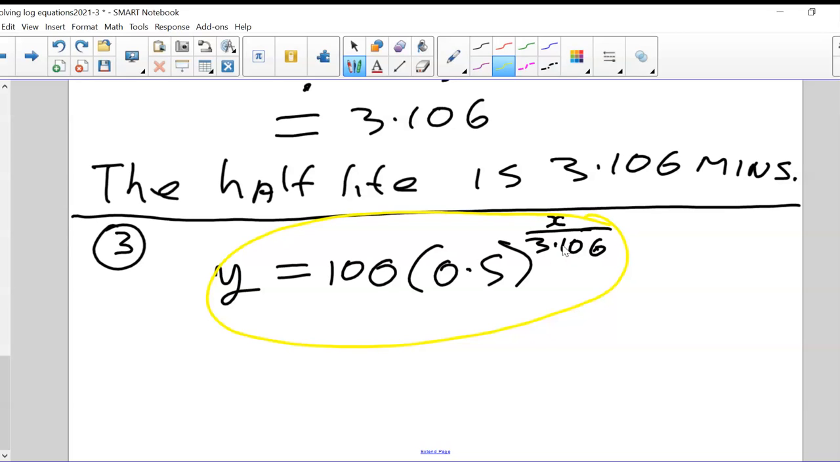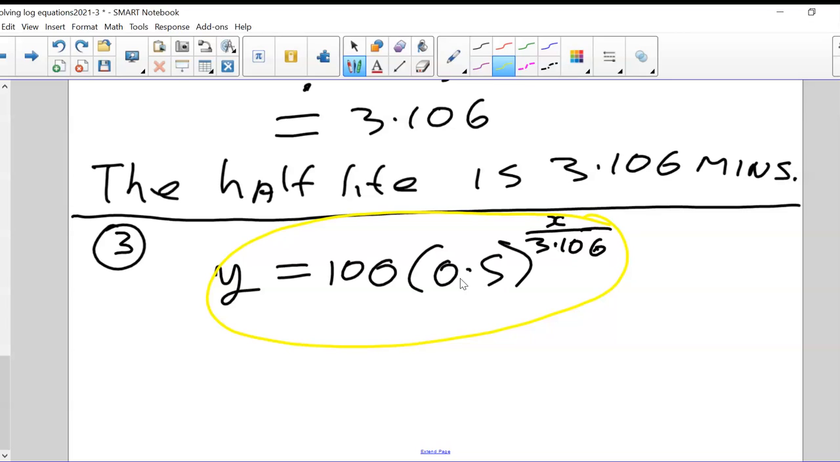Every 3.106 minutes, this is going to drop by a half. So let's just say, for argument's sake, Jeremy, that this thing had been sitting there for twice 3.106, so 6.212. That means this thing has dropped by half twice, because when I take the 6.212 and divide it by 3.106, I'm going to get 2.